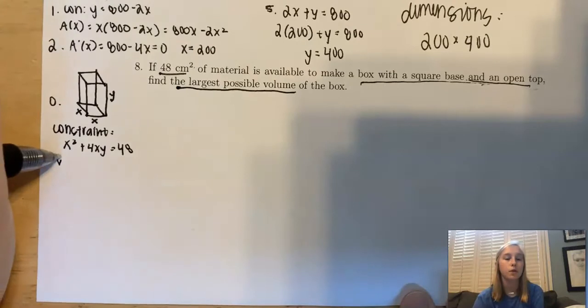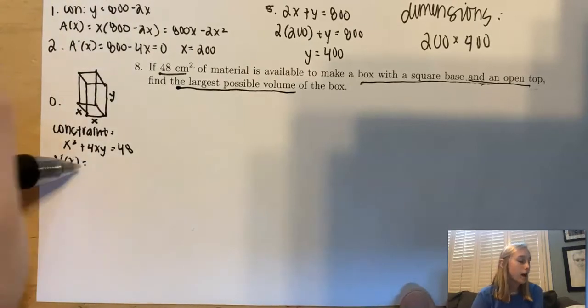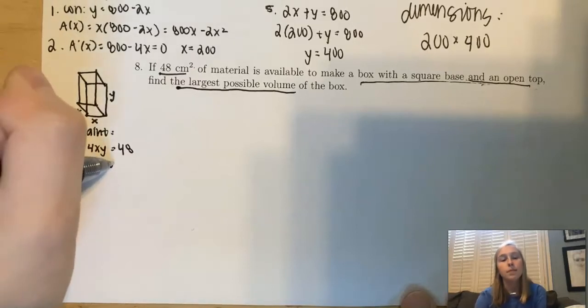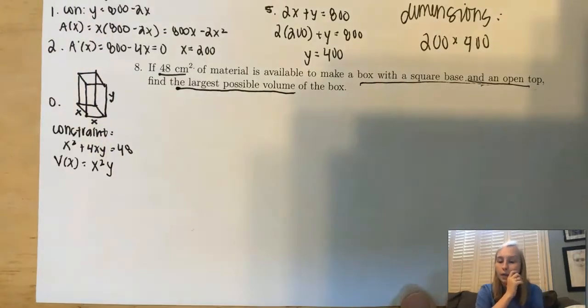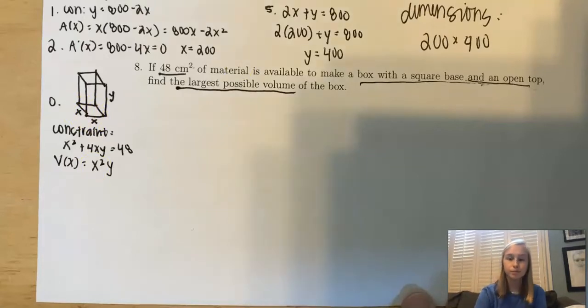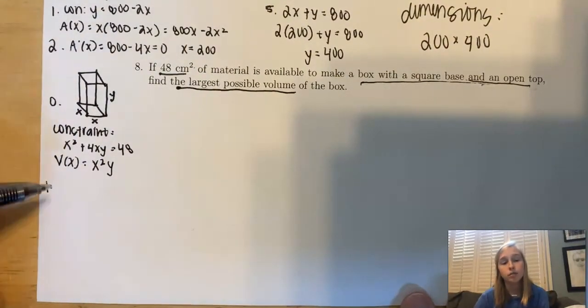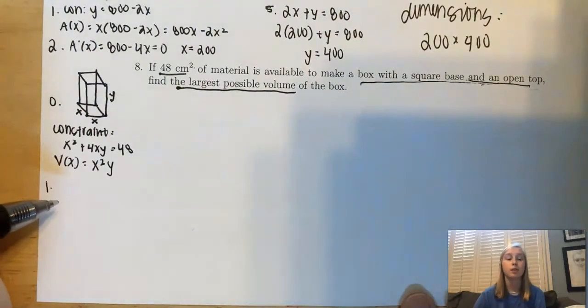So I signify that by V of x, and the volume of this box is x squared y, because the volume of a rectangular prism is base times length times height, x, y, z. But in this case, two of the lengths are the same, they're both x, so you can really just do x squared y. Okay, now that is definitely the hardest part of optimization and of this problem.